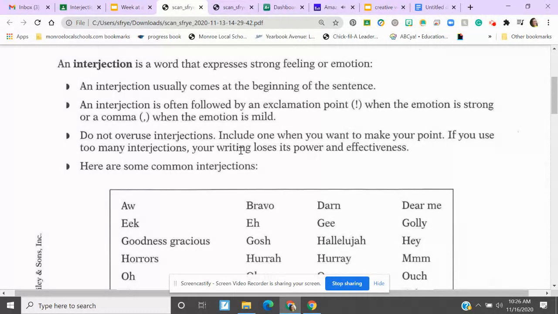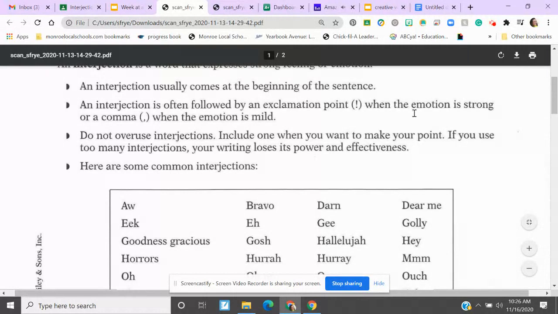Or you're starting out the sentence where I'm like, aw, I'm sorry you're sick, right? That aw would be set off by a comma to say, like, this is just how I feel, but it's not necessary in the sentence. I can take it out. It's just showing emotion. Okay. So that's what this is saying here. It's followed by exclamation points, and they should show emotion.